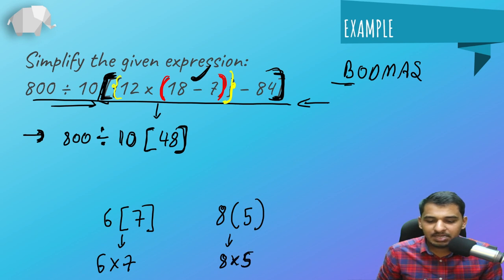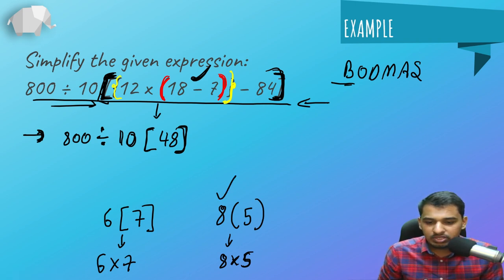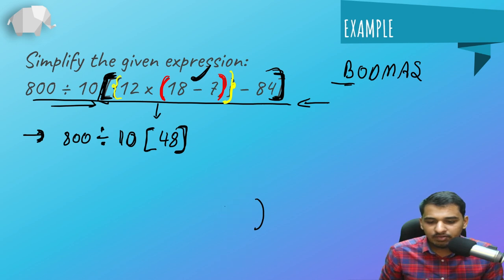So when you have two numbers like this, where one number is written outside the bracket and one number is written inside the bracket, and there are no operations in between them, they will just multiply with each other. So in this case, it became 8 into 5 and 6 into 7. If this is clear to you, let us solve further ahead.